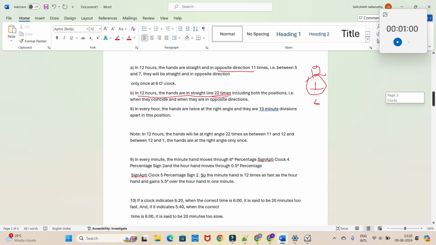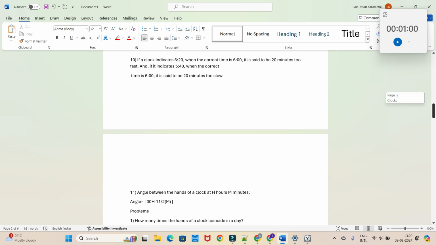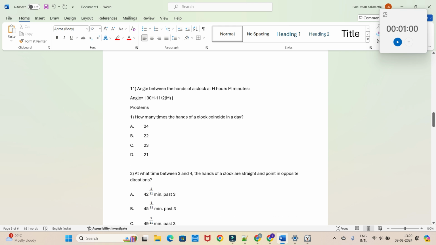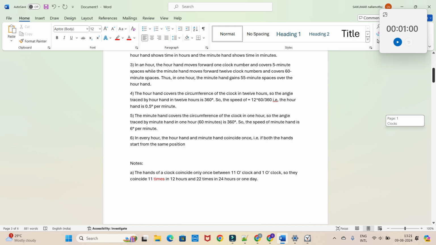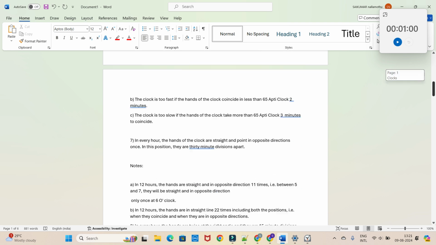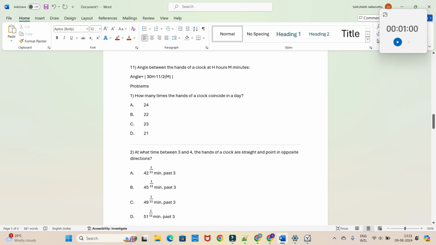Hopefully you have taken it. Okay, now coming to the solution. Previously we discussed how many times the hands of the clock coincide in a day. That is 22. Like I mentioned, for every 12 hours it is 11 times, so per day it's going to be 22 times. So the option is B.